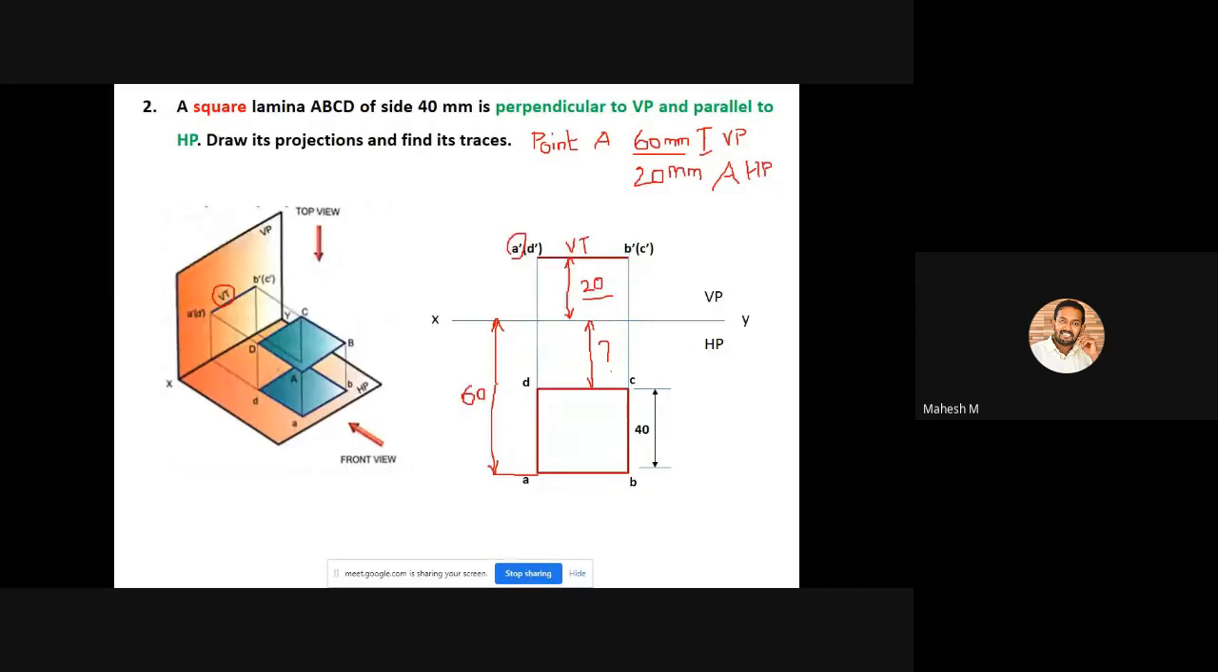So in the problem, a square lamina ABCD, side of 40 mm, is perpendicular to VP and parallel to HP. There is no condition about the points, so you don't have to consider any point conditions. Is it clear?